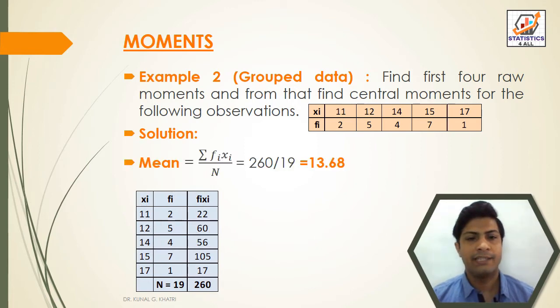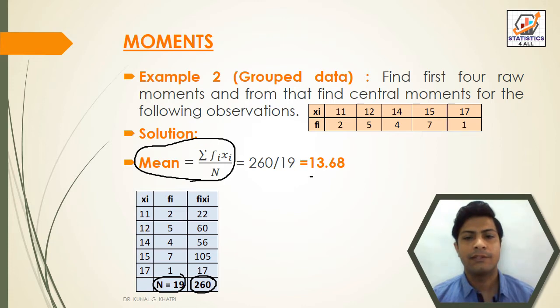After finding this value, we'll put it in the formula of mean. X bar is equal to sigma Fi Xi divided by n. Here sigma Fi Xi is equal to 260 and n is equal to 19. Putting in the formula, we get the value 13.68.